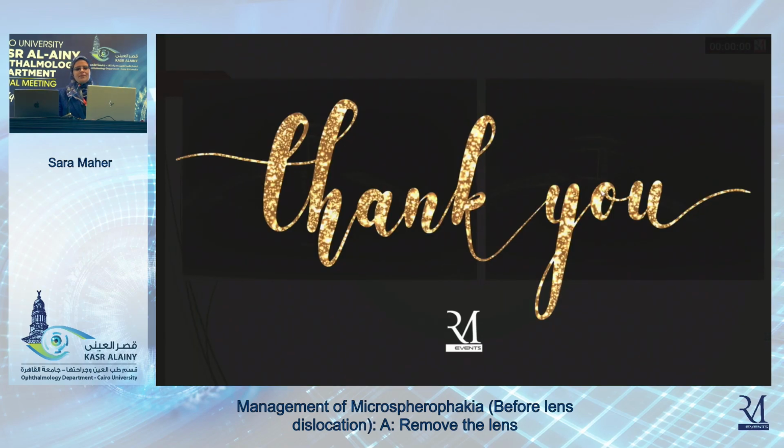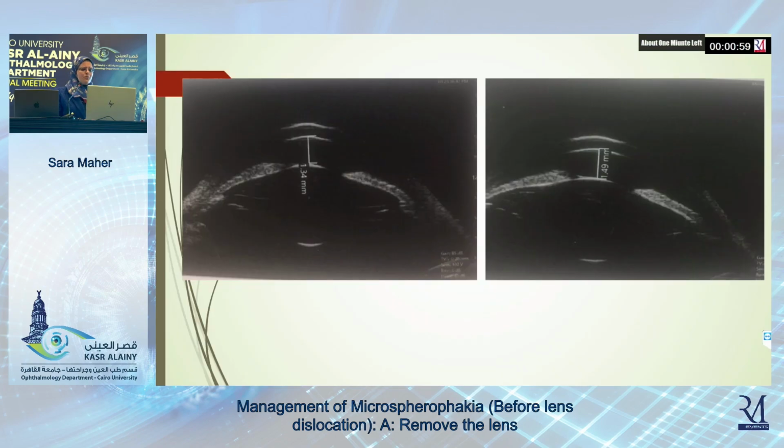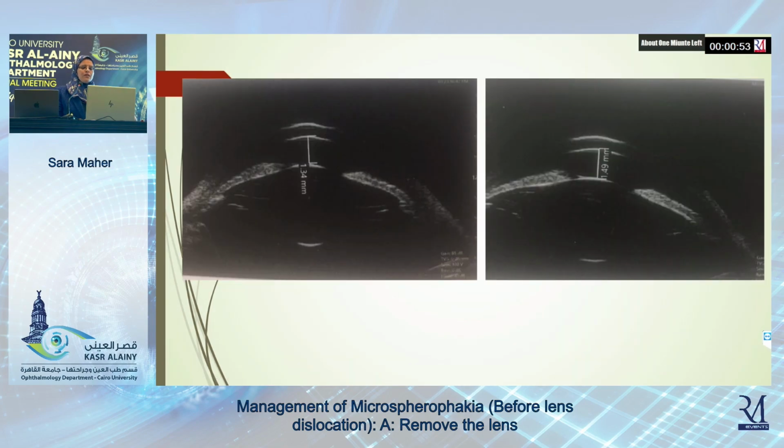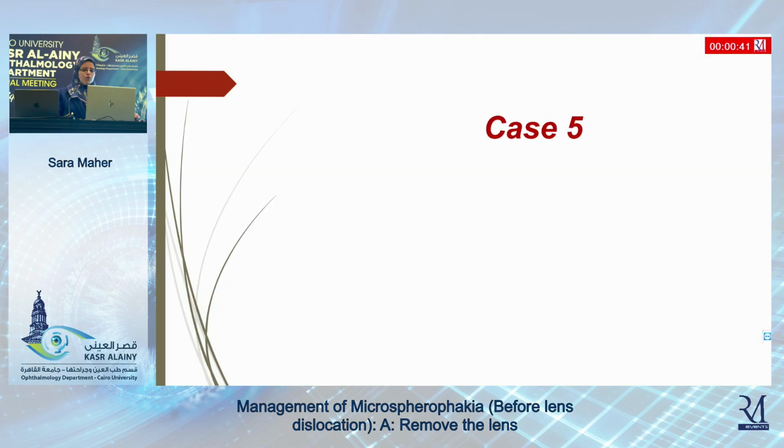His UBM shows a very shallow anterior chamber, about 1.3 and 1.4 anterior chamber depth. This patient was from Upper Egypt. It was very difficult for follow-up, and he has a very shallow anterior chamber. His IOP was controlled, no cupping by ultrasound, but close follow-up was difficult, so the decision was to perform lensectomy and anterior vitrectomy, and he's doing well now. Unfortunately, I don't have the post-operative photos.